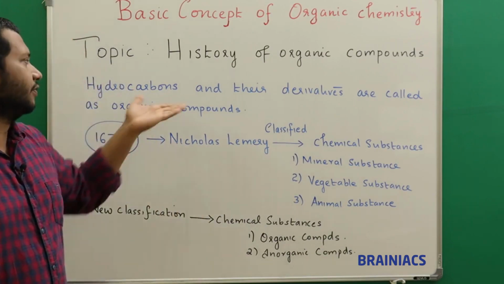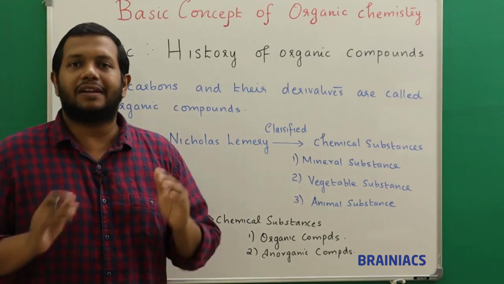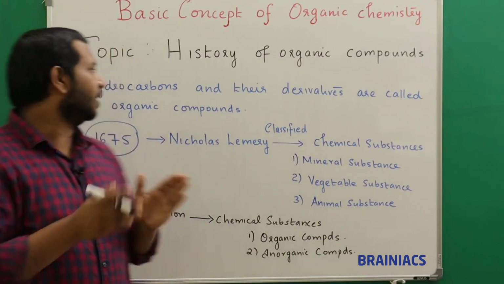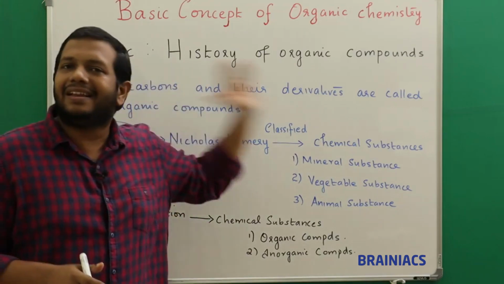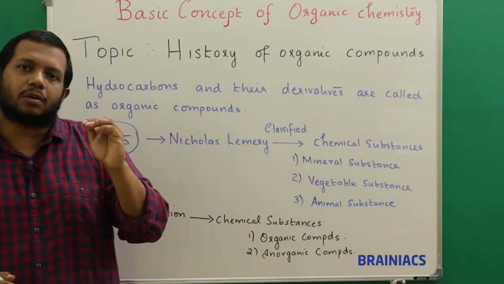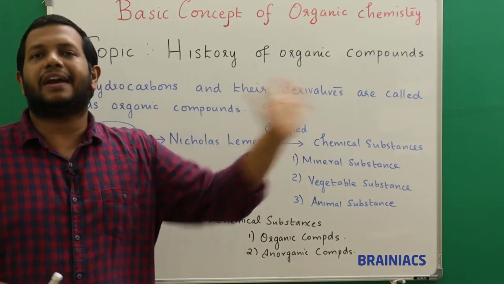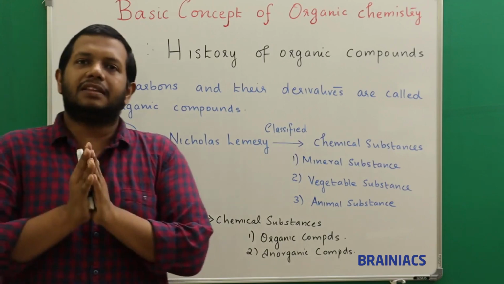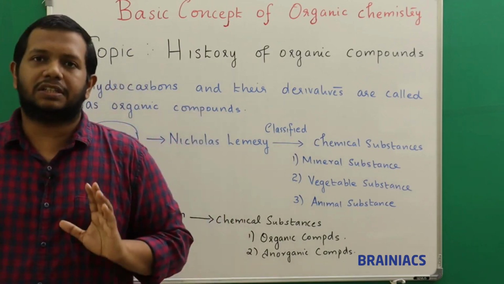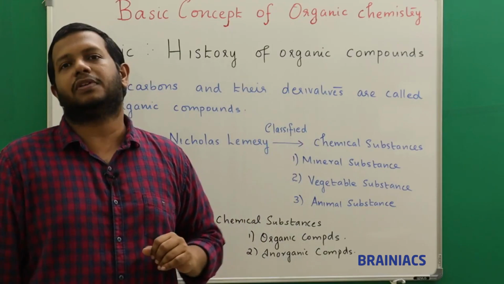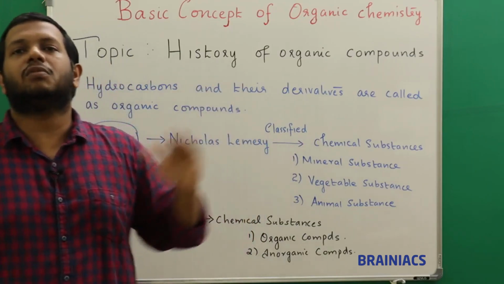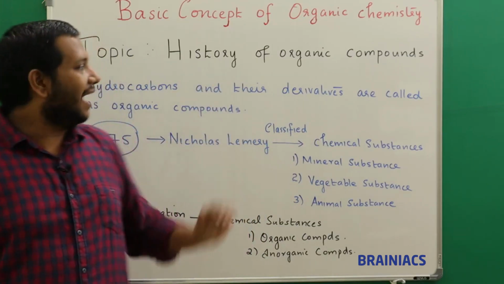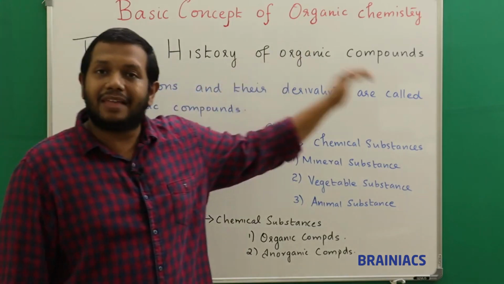So I will define what an organic compound is. I can say an organic compound is generally hydrocarbons and their derivatives. From the term hydrocarbon you will understand, hydro means hydrogen, carbon means the element carbon. So anything that is made up of carbon and hydrogen is called a hydrocarbon. So all hydrocarbons are generally organic compounds.